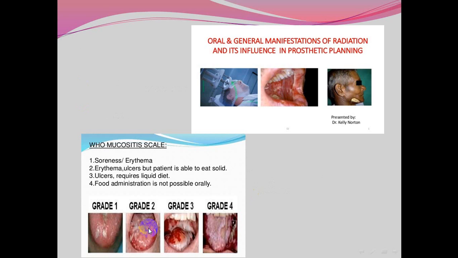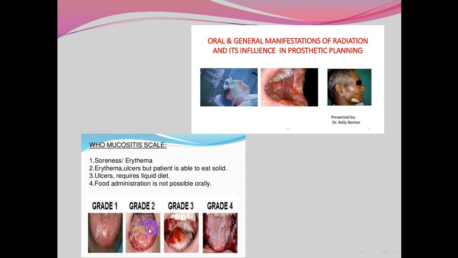Another area of interest in dentistry that may undergo changes because of exposure to radiation is the taste buds, which undergo degenerative changes at first, and then loss of taste is very common.